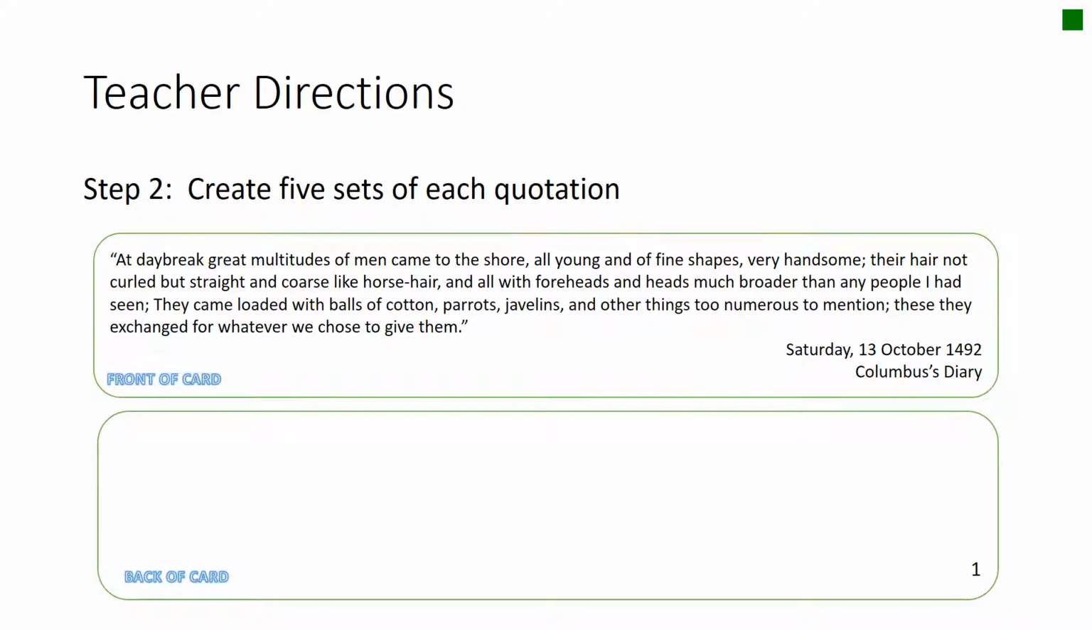Step 2. Create 5 sets of each quotation. Remember, we are selecting at least 6 different quotations. Number the back of each set of quotations 1 through 5. Student cooperative group roles will be assigned based on the number on the back of the quotation. Each student group will be assigned a different quotation. Students within the same group will receive the same quotation.